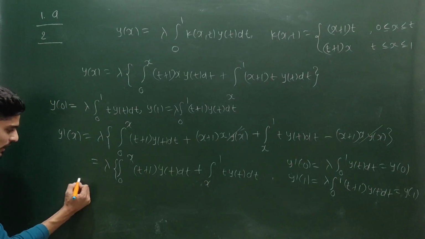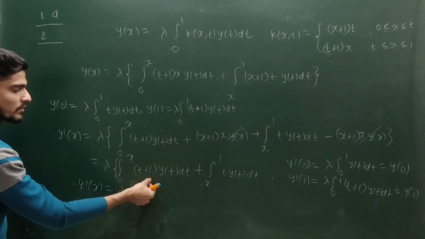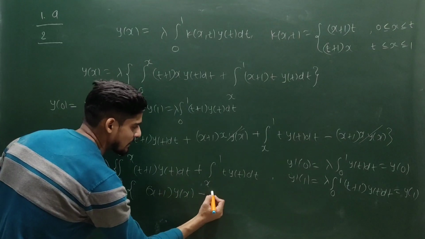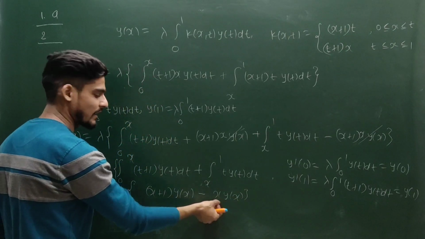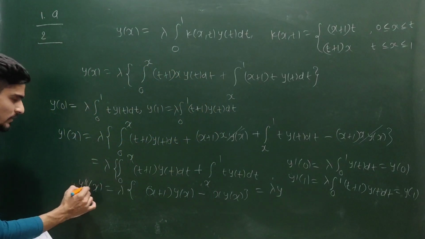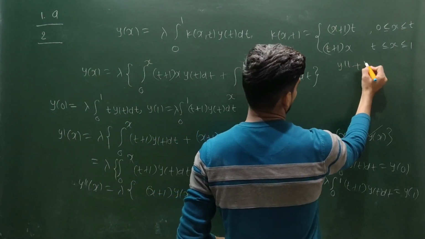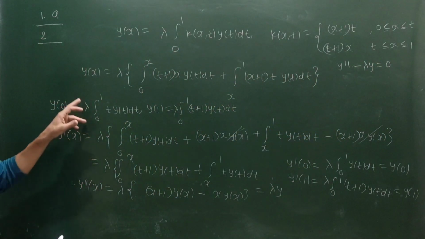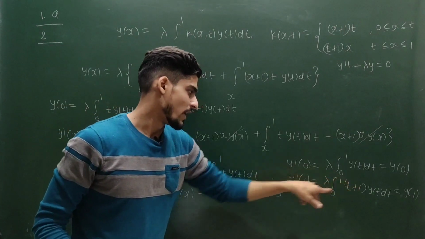Now let me differentiate one more time. Y dash at x will be lambda, there is no term with x, so I will be having (x plus 1) y(x) minus x y(x). So x y(x) and x y(x) will cancel out. I will be having only y, so this is the same as lambda times y. Now this y double dash is equal to lambda y. So I have gotten my Sturm-Liouville problem. I am solving this problem: y double dash minus lambda y is equal to 0, with the conditions y at 0 is the same as y dash at 0, y at 1 is the same as y dash at 1.